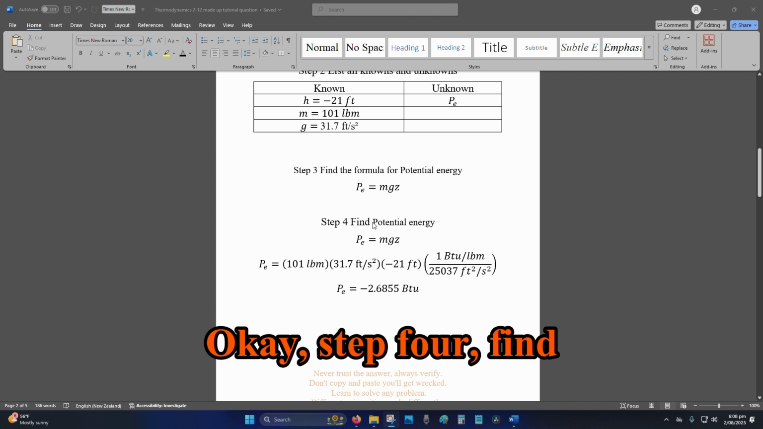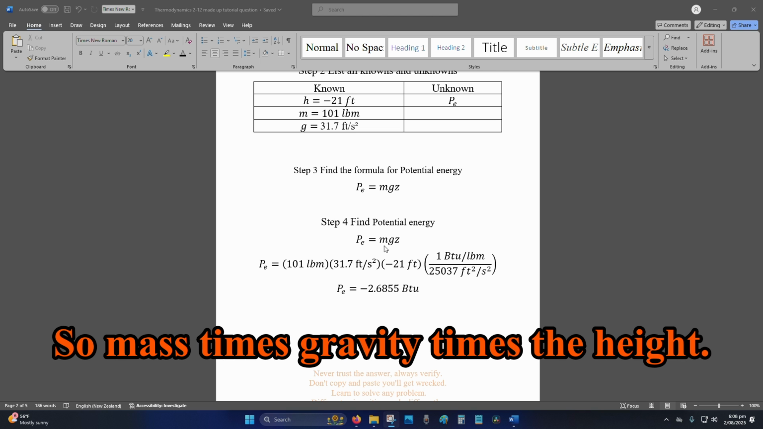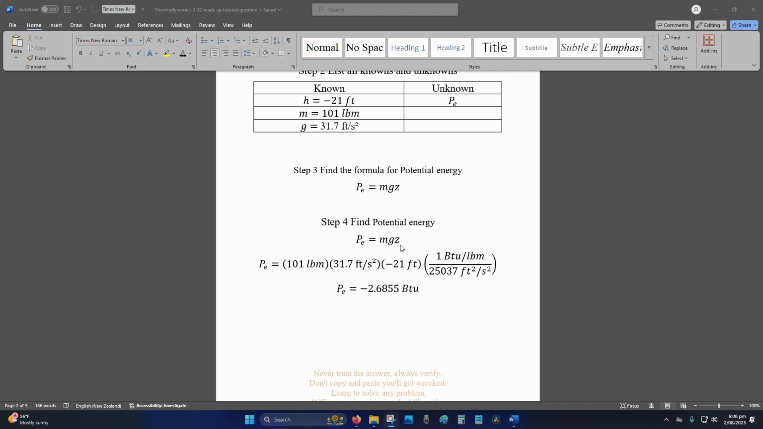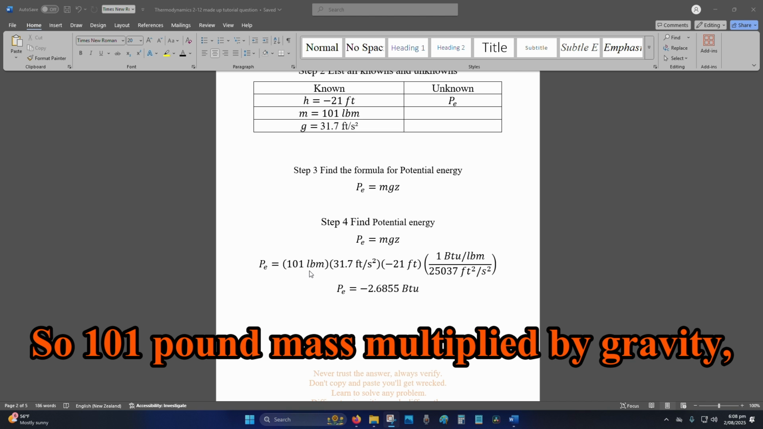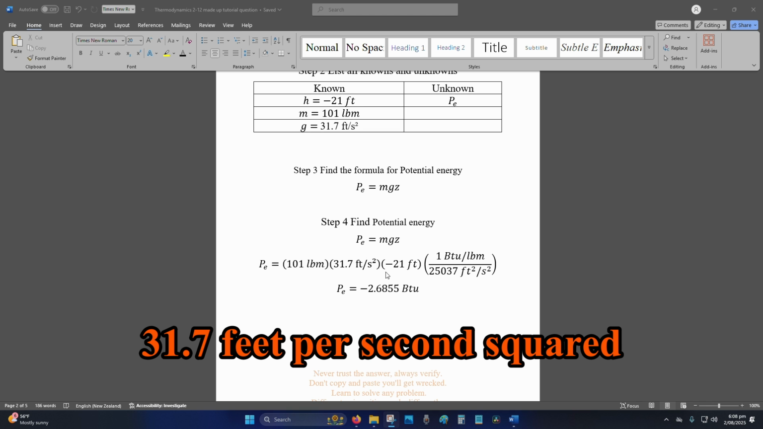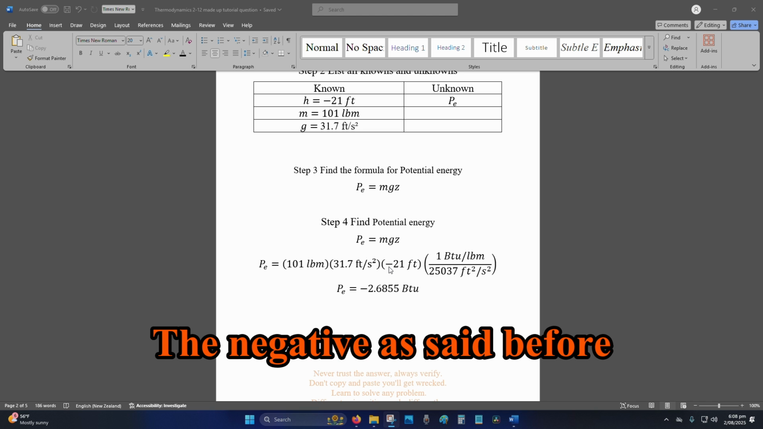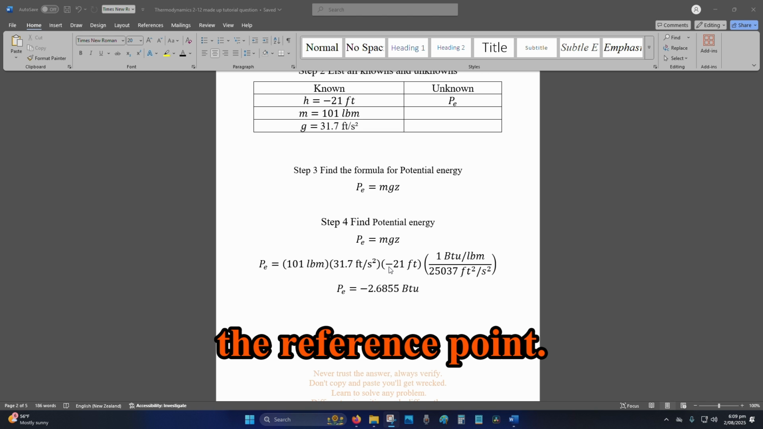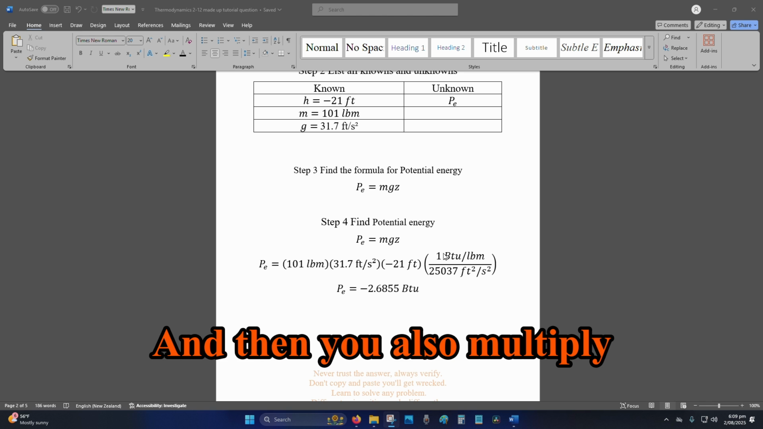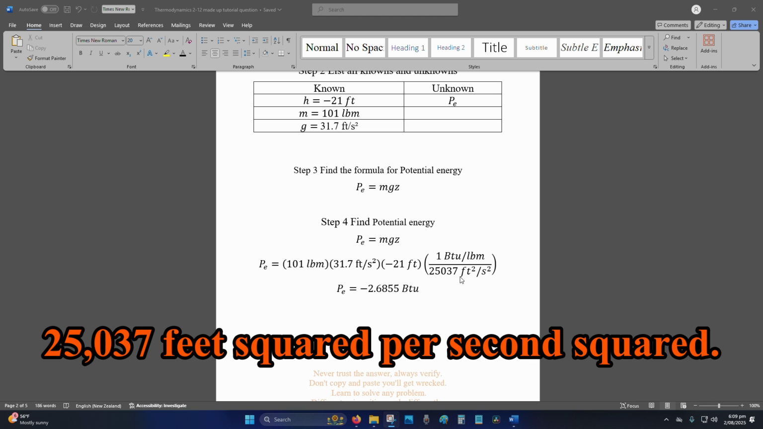Okay, step 4, find the potential energy. So we just plug and play. So mass times gravity times the height. So 101 pound mass multiplied by gravity, 31.7 feet per second squared, times the negative 21 feet. The negative, as said before, is because it's below the reference point. And then you also multiply by the conversion factor, 1 BTU per pound mass is equal to 25,037 feet squared per second squared.